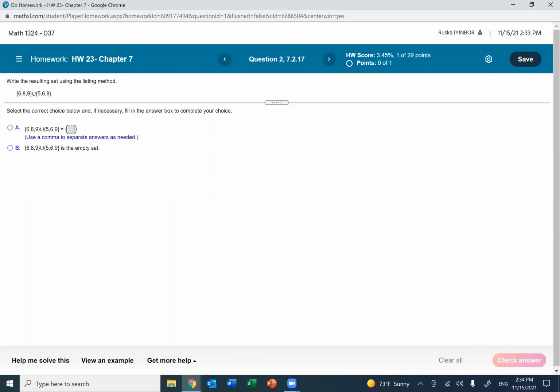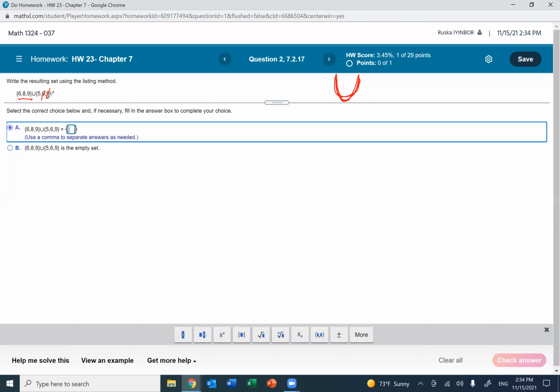Here we have the union symbol. Union means you include all the elements from the first set, and also all the elements in the second set, but you're not repeating them. So it's going to be this one plus 5. Now 6 is repeating, so I'm not gonna write that again, and 9 is repeating, I'm not gonna write that again. So my union of those two sets is gonna be, the order doesn't matter, just make sure you have all the numbers, 6, 8, 9, and 5.